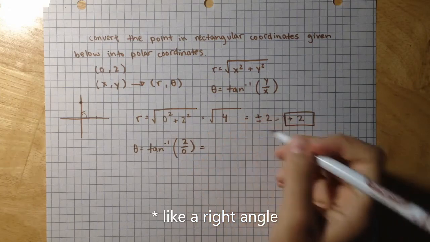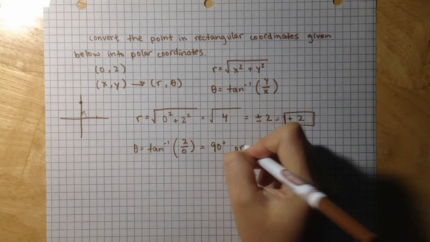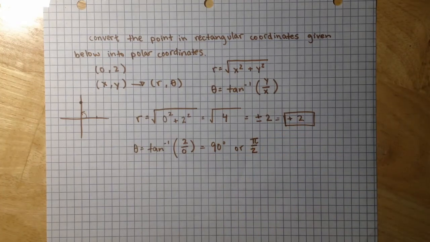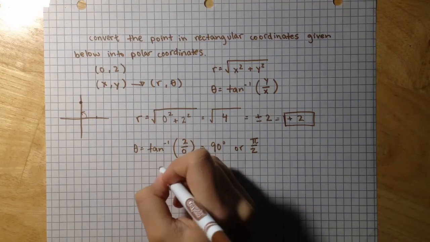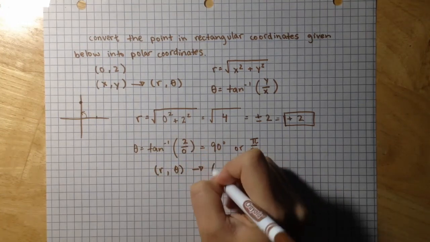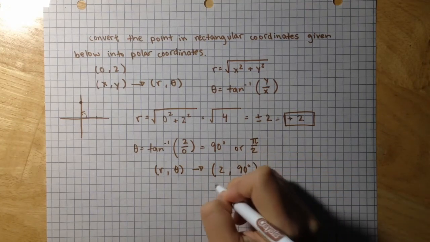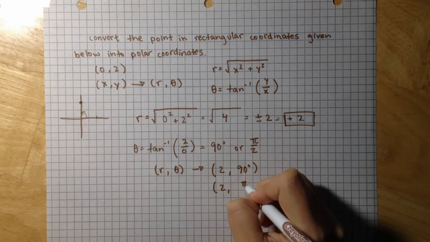So theta is 90 degrees, or pi over 2 if you wanted to write this in radians. Depends on how your teacher wants you to write it. So our final polar coordinates are (2, 90 degrees), or (2, pi over 2 radians).